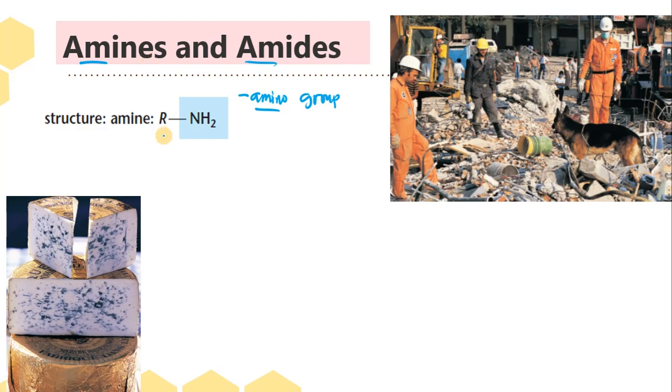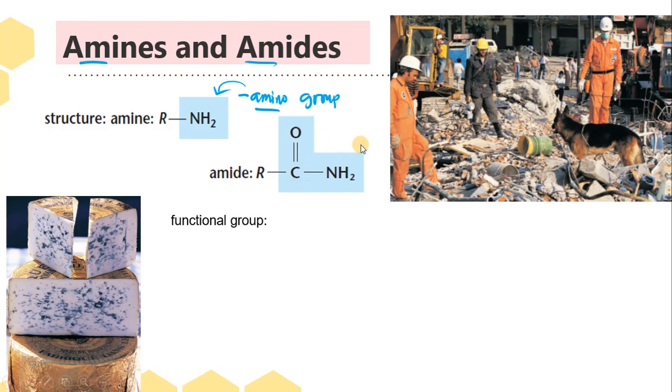Let's see. For my class, let's use amine. Okay, so RNH2 is the pattern. NH2 is the amino group. And then for the amide, RCOO and then NH2. So you have a carbonyl group and an amino group. So you can simply name this as an amide group.